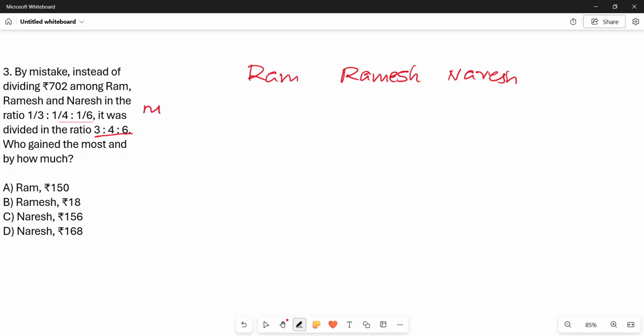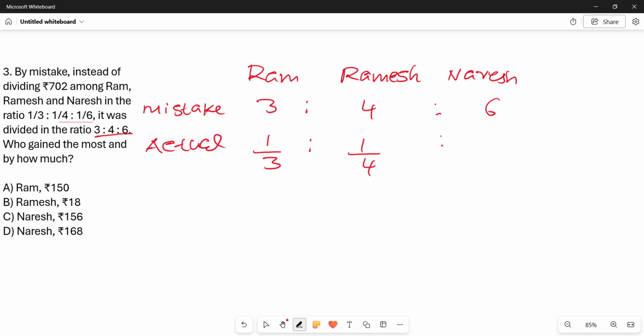So by mistake, the ratio is divided into 3 is to 4 is to 6. Yes? But the actual ratio was different. Actual was 1 by 3, 1 by 4, 1 by 6.